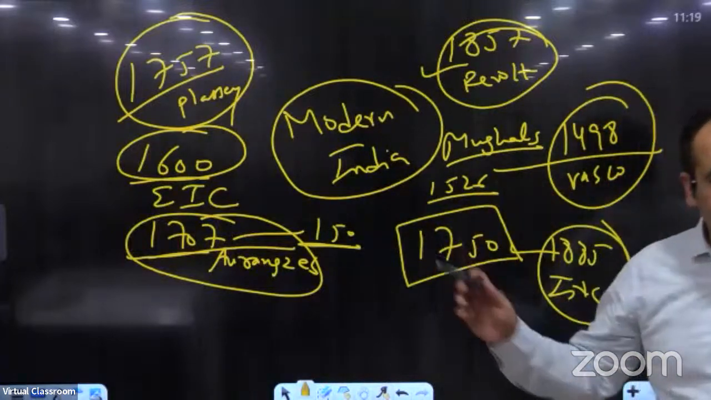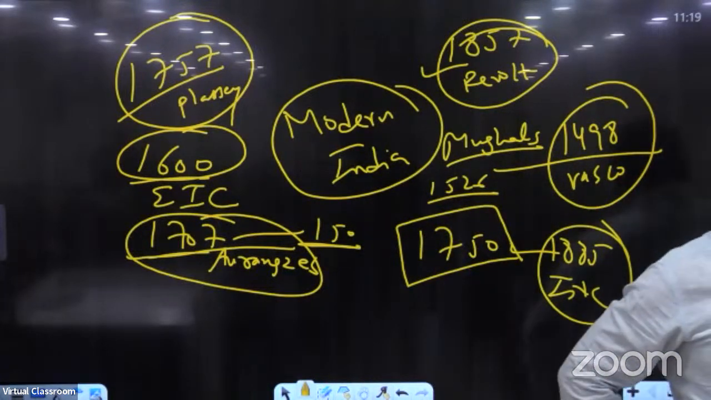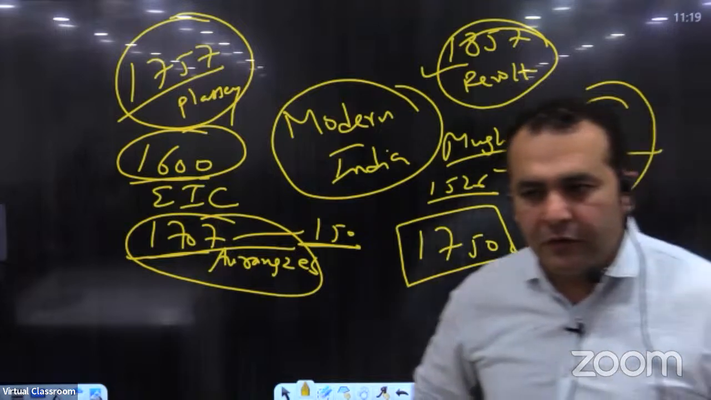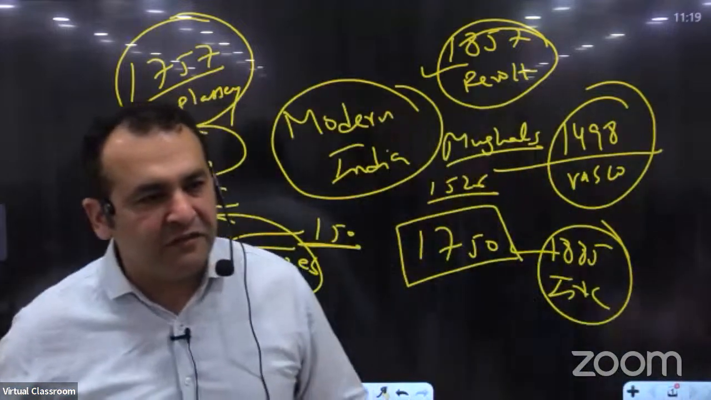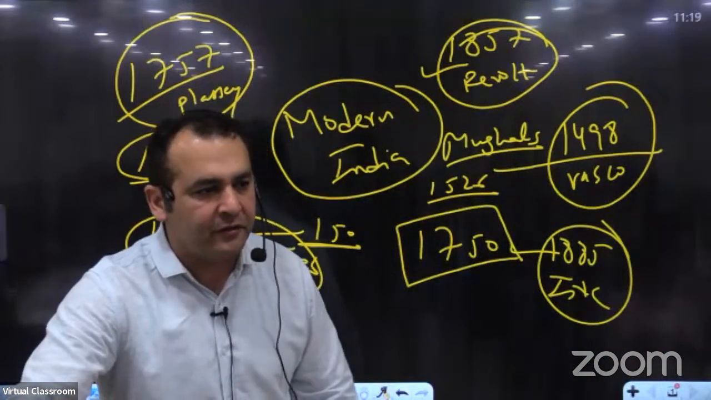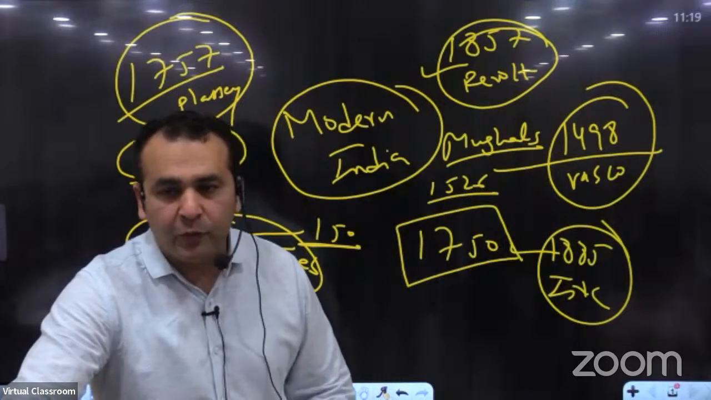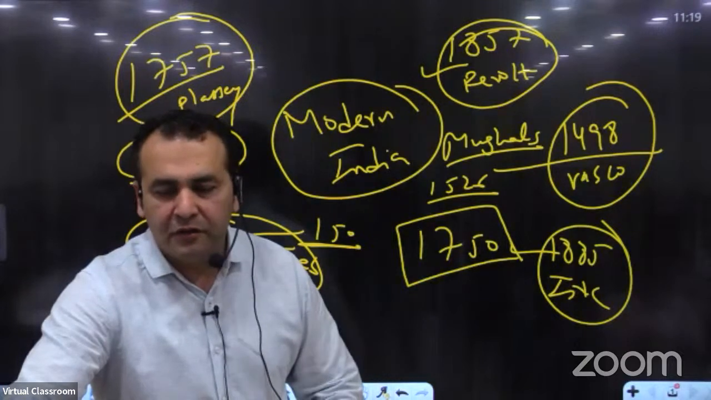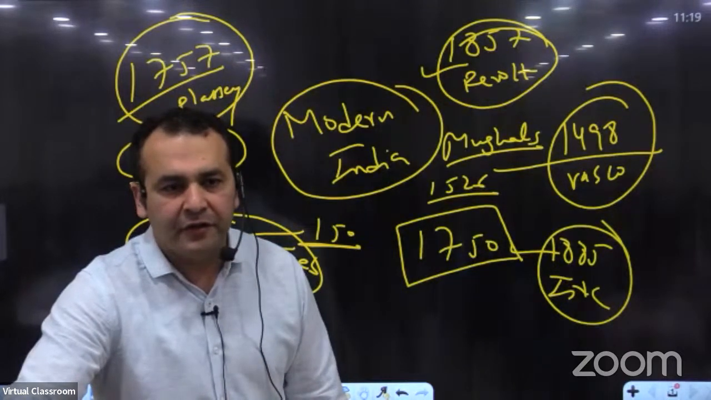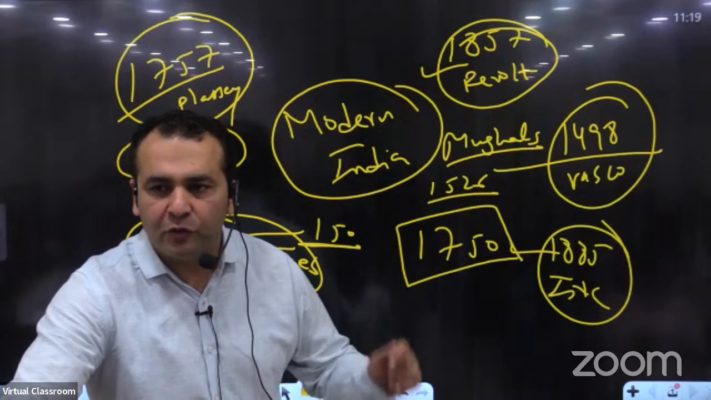So dates are not important. When you look at the past year papers, you will yourself realize that they seldom ask a question on a date. Very seldom, not more than, out of 100 questions asked in the last 10 years, not even one question is specifically on a date. What they ask you is the chronological order.